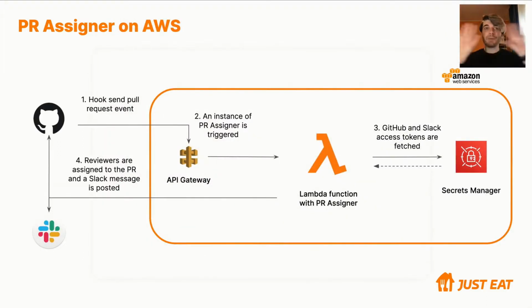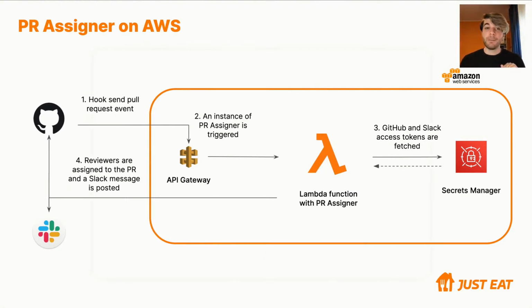Let me show you how PR Assigner works. Everything starts with a hook on your GitHub repository that sends a pull request event to API Gateway. Again, this is an AWS service that exposes a public endpoint. When the endpoint receives a request, a Lambda function with PR Assigner is triggered with the event payload that contains all the information about your pull request, such as the link, the author, the number of the PR, possible assignees you set from the GitHub interface.